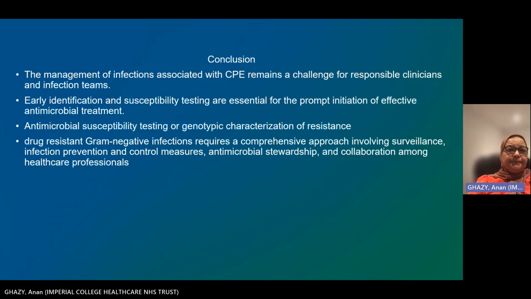So in conclusion, the management of infection associated with carbapenem-resistant organisms remains a challenge for the clinicians and the infection team. Early identification and susceptibility testing are essential for prompt initiation of effective antimicrobial treatment. Antimicrobial susceptibility testing and genotypic characterization of resistance is important, and drug-resistant gram-negative infections require a comprehensive approach involving surveillance, infection prevention control measures, antimicrobial stewardship, and collaboration amongst the healthcare professionals.